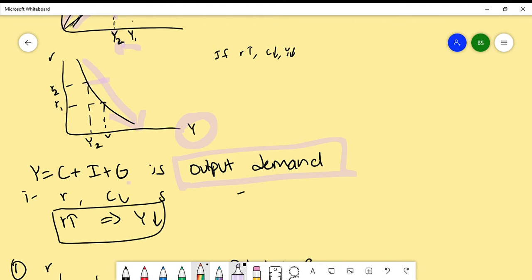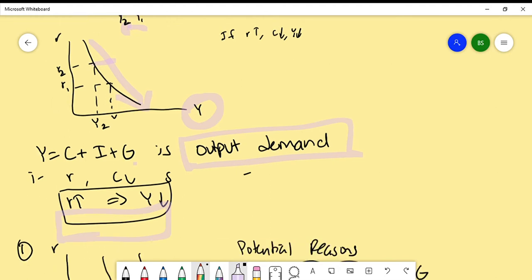And you might be like, what? Because it's exactly the opposite of the other thing. The other thing was that when r increased, y also increased. So it was an upward sloping curve. But yeah, this is for output demand. So that's a cool thing to know.